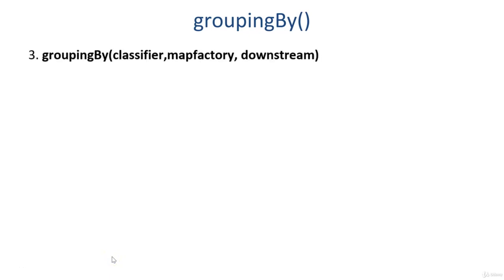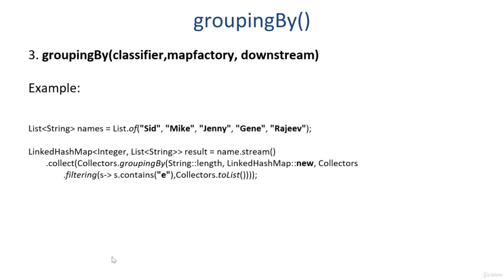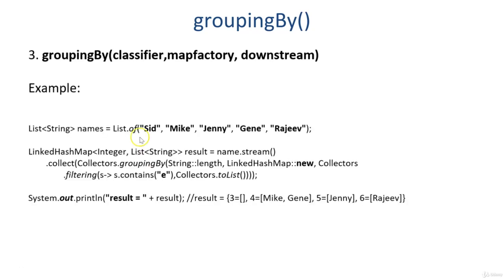In this video, we will discuss the third overloaded method of groupingBy, which is groupingBy with classifier, map factory, and downstream. An example of this: here we are providing LinkedHashMap::new as a map factory, which results in the output of a LinkedHashMap. And the result is the same. So now let's implement this example in IntelliJ.